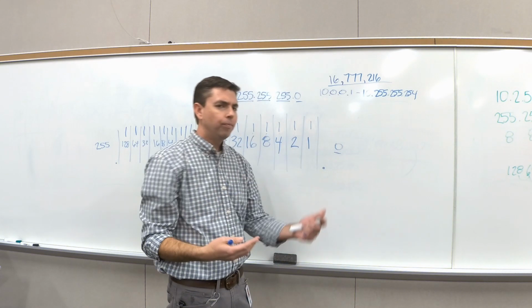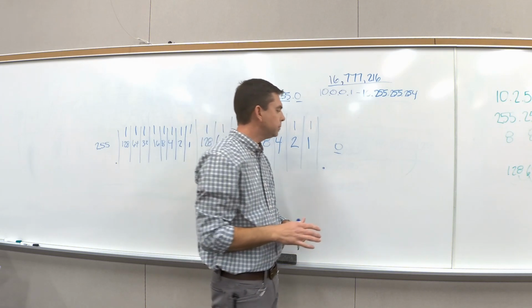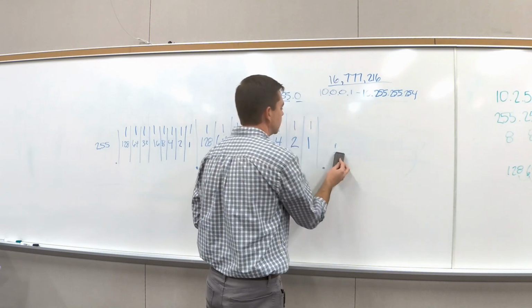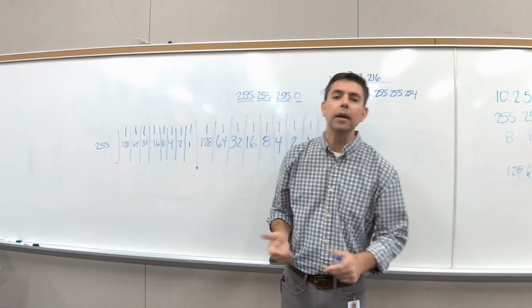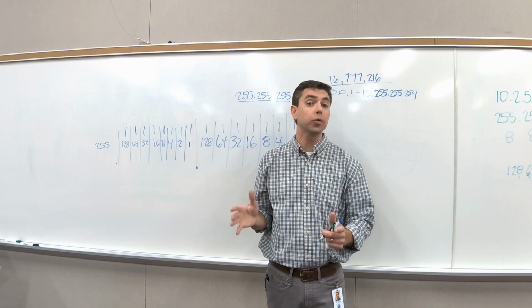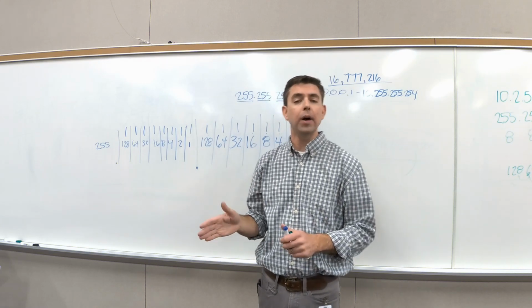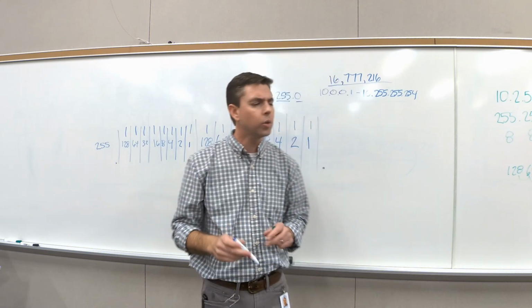So why do I say 254? Why not 255? Because in networking, the last IP address is always used for broadcast. So 255 is always used for broadcasting. So what do I mean by broadcasting?